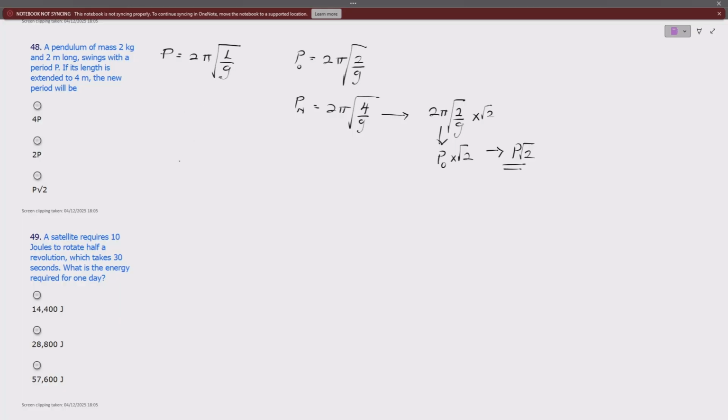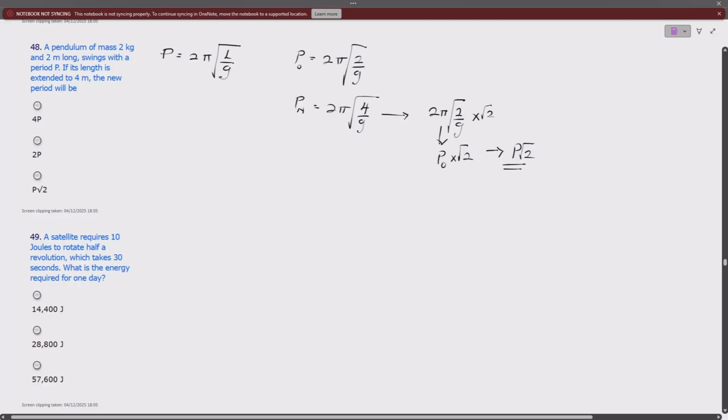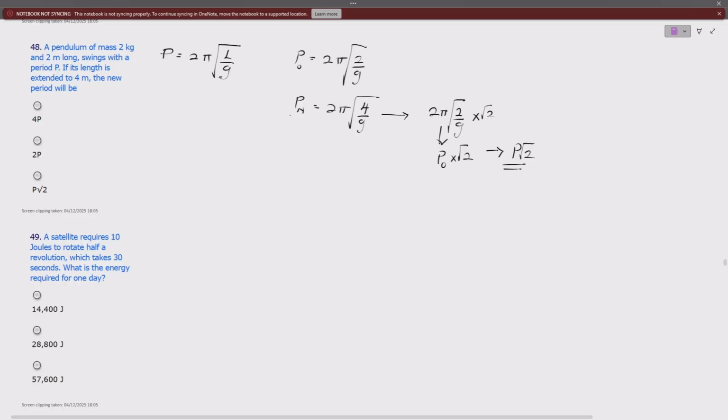Alright, let's get straight into question number 49. A satellite requires 10 joules to rotate half a revolution, which takes 30 seconds. What is the energy required for 1 day? So half a revolution in 30 seconds is 10 joules. So you're going to write down the parameters and relate them. So we have, which means 20 joules equals 1 revolution in 60 seconds.